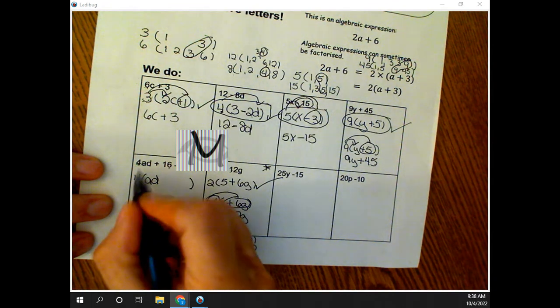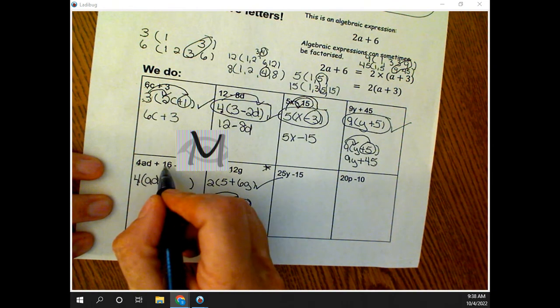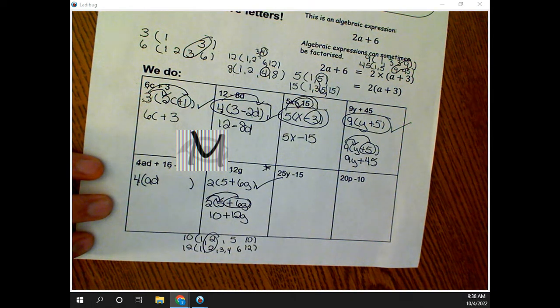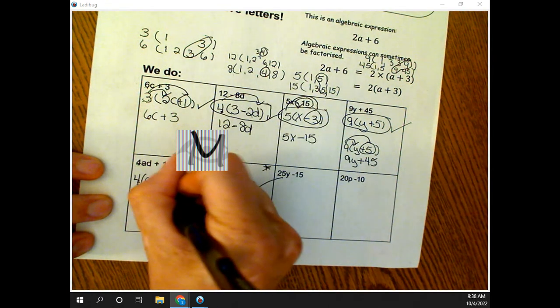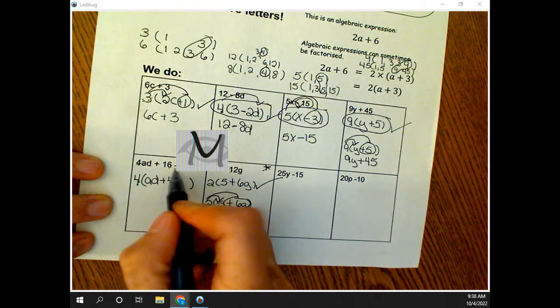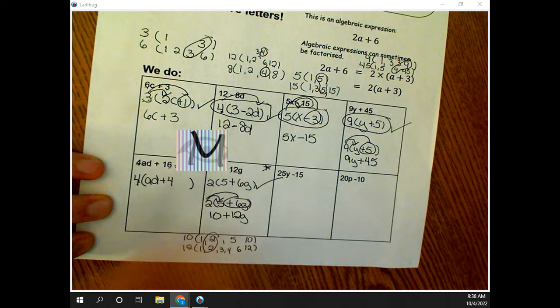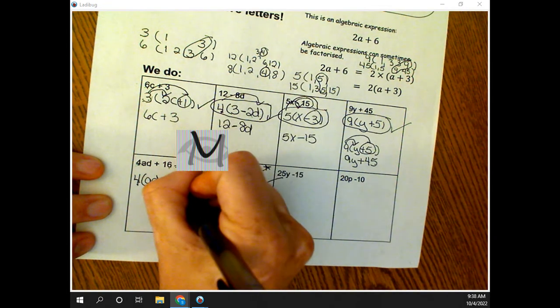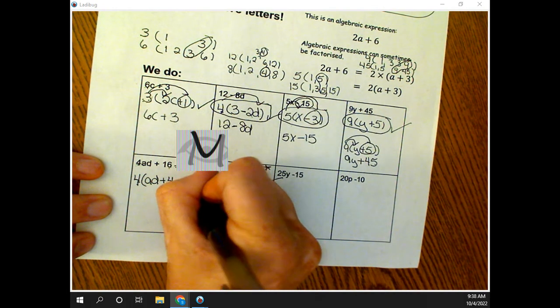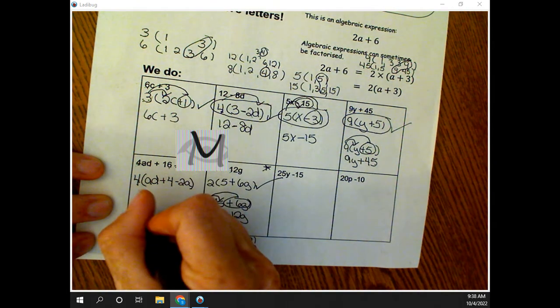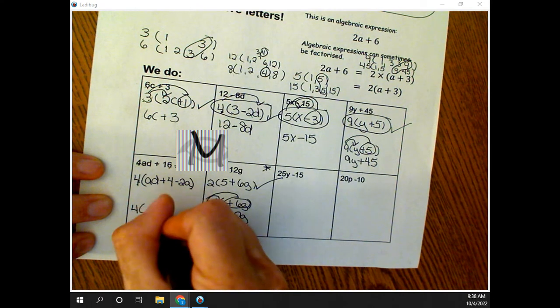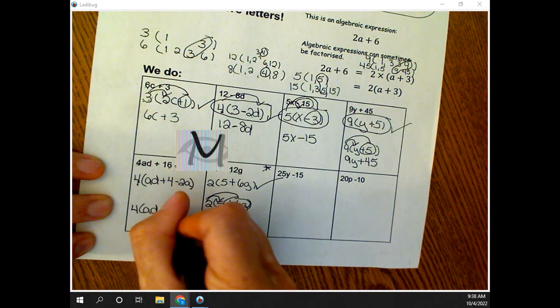All right, so 4 can go into positive 16 how many times? Positive or negative 4? 4 can go into negative 8a how many times? Perfect, negative 2a. And if we were to go down and double check our work and put my 4, I'm just going to copy what I think is the correct answer.